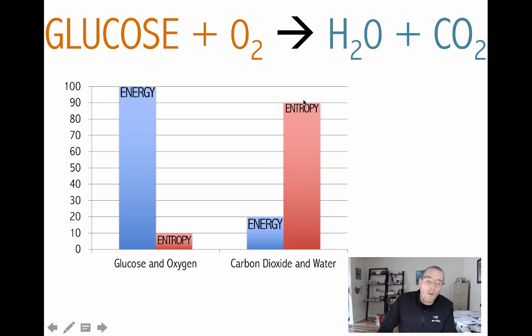But the molecules that are produced are much, much less organized. I'm going to say they're more randomly distributed. They can exist in many more states in terms of the space they can occupy. You can think about water and carbon dioxide diffusing away versus glucose being organized into a little pile of what looks like sand, to be honest.